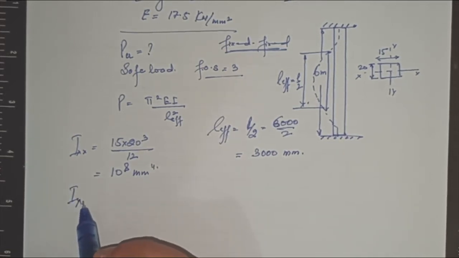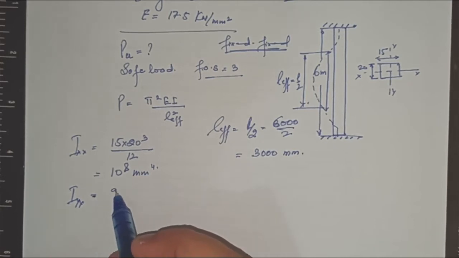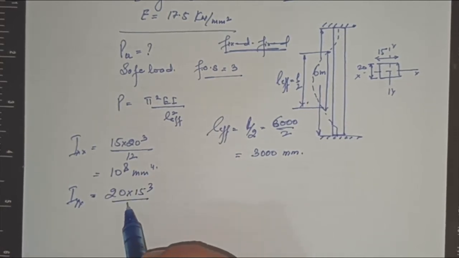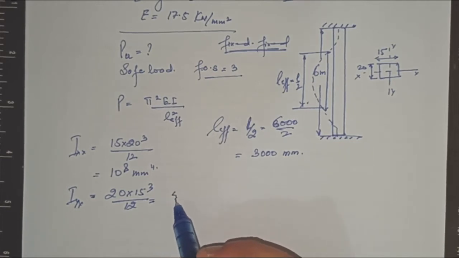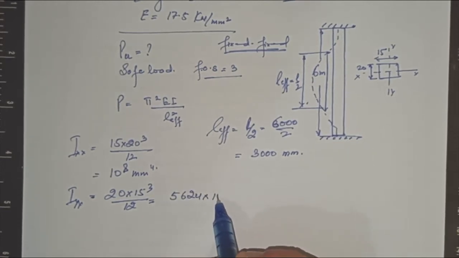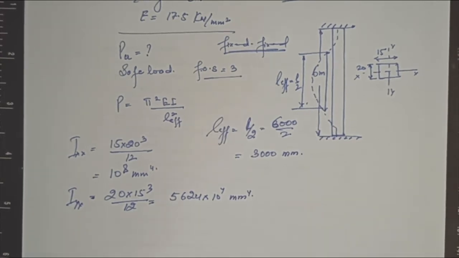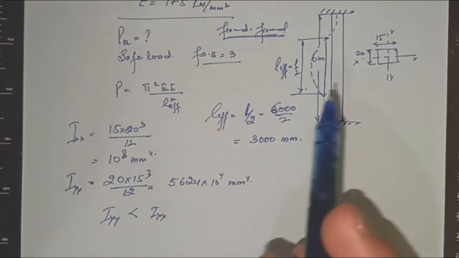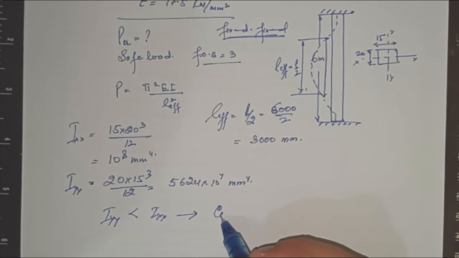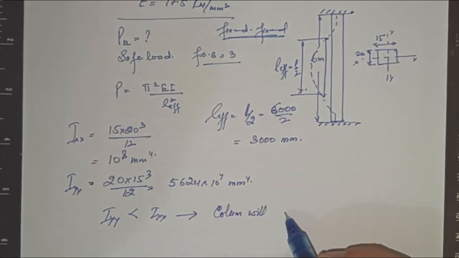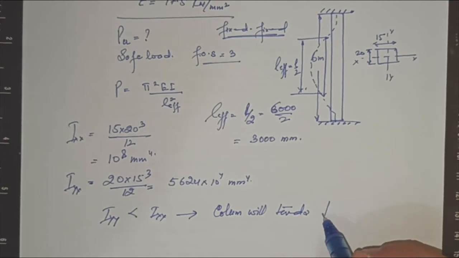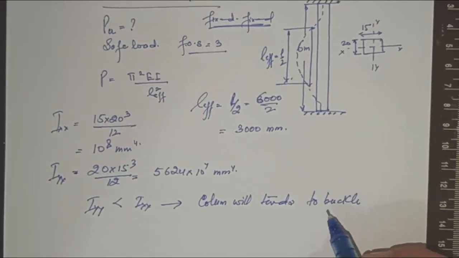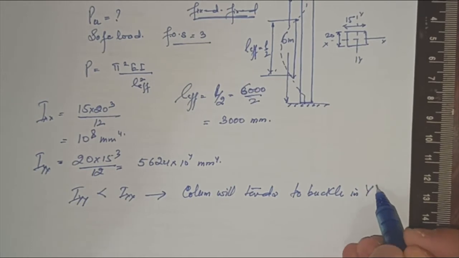And the IYY will come out to be 20 times 15 cube by 12. So this will come out to be 5625 times 10 to the power 4 mm to the power 4. So now you can see that IYY is less than IXX. So the column will tend to buckle in the YY direction.